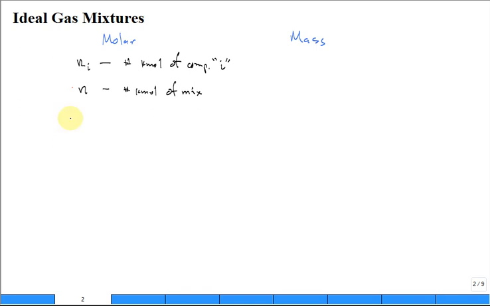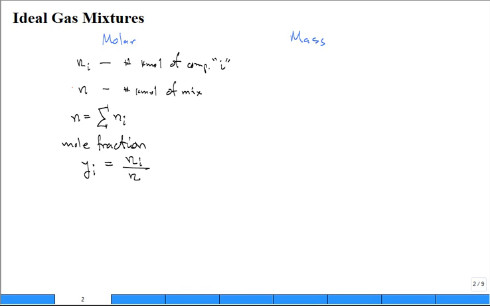Well, does it make sense that n is related to the sum of the n sub i's like this? It's equal to the sum of the amounts of each of the components in our mixture. We also define mole fraction. The symbol used in this textbook is y sub i. It's defined as the amount of component i compared to the amount of all of the mixture.